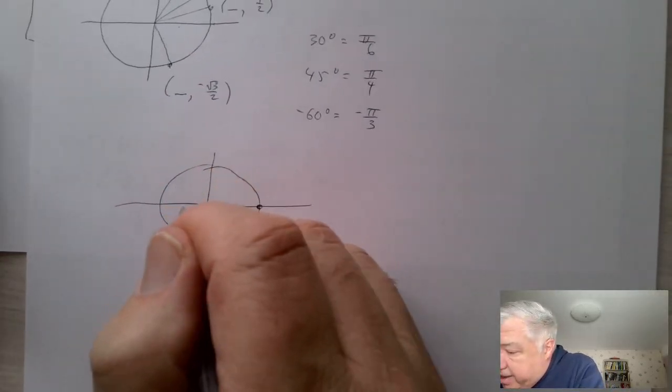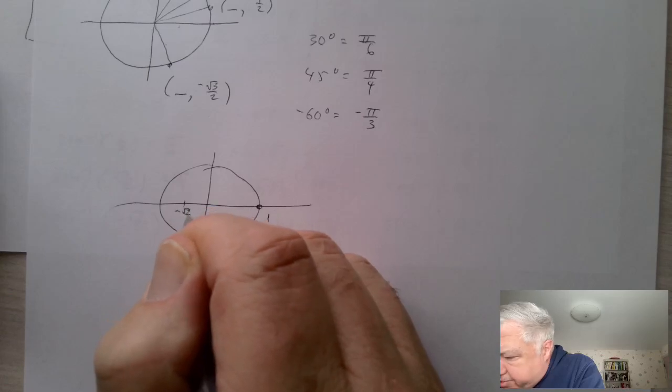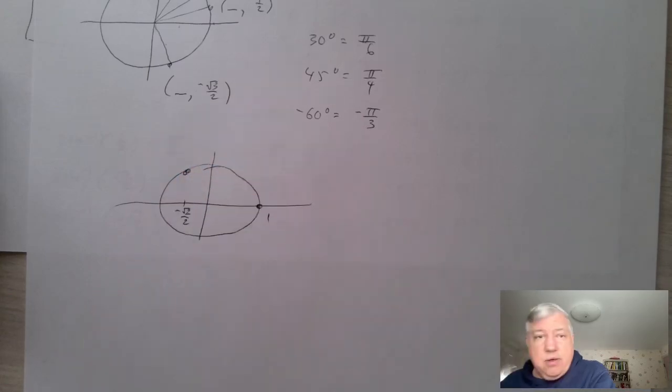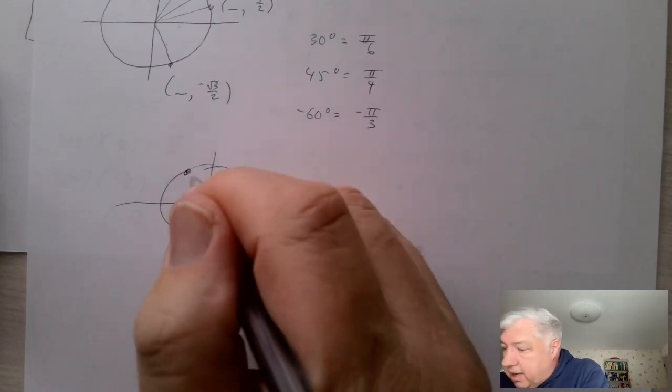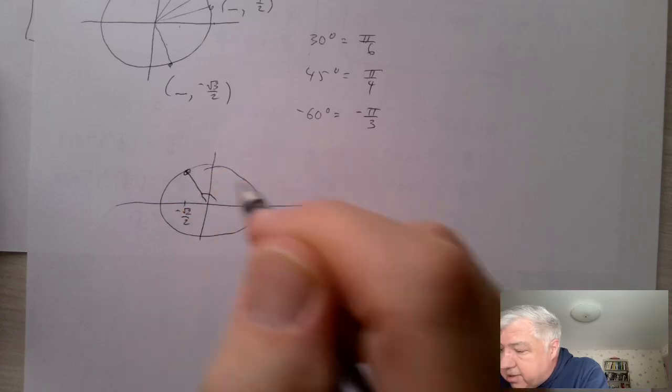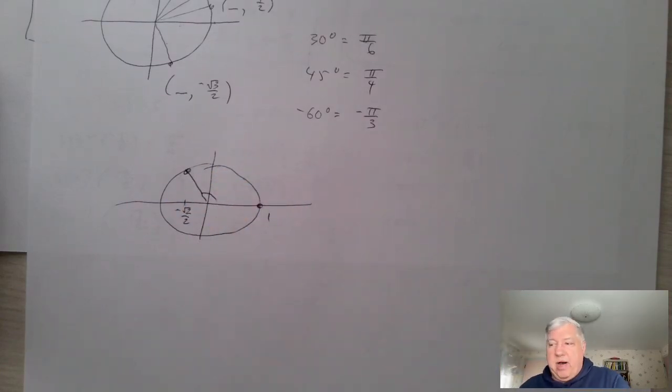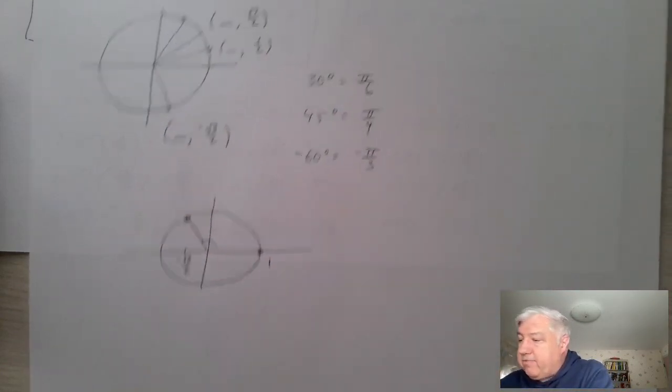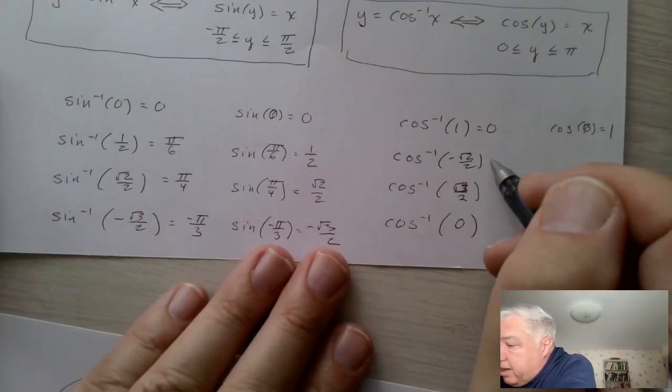When is the cosine of what number equal to negative square root 2 over 2? Well, if the x-coordinate is negative square root 2 over 2, we're in the third quadrant here, and you can look back on your chart and see that this is 3 pi over 4. So this would be 3 pi over 4.